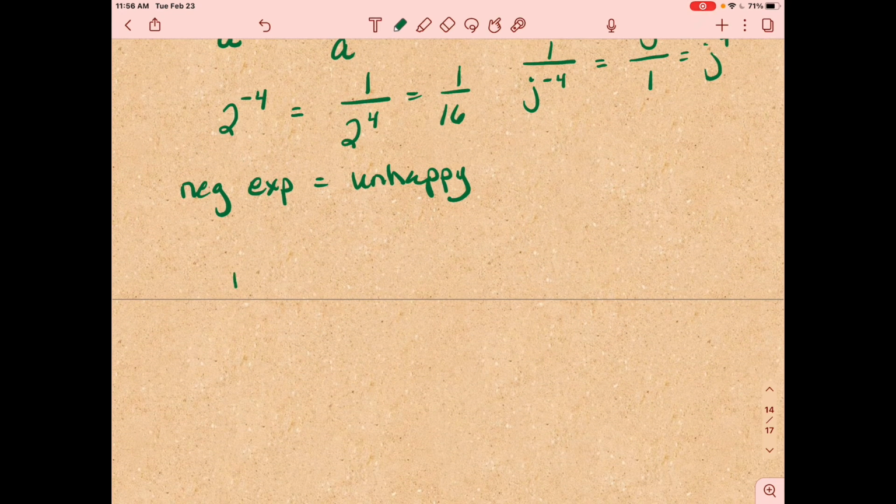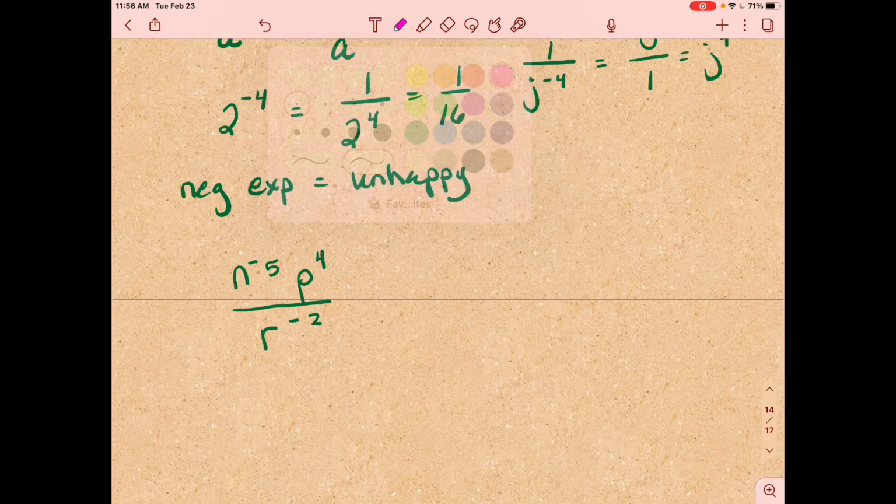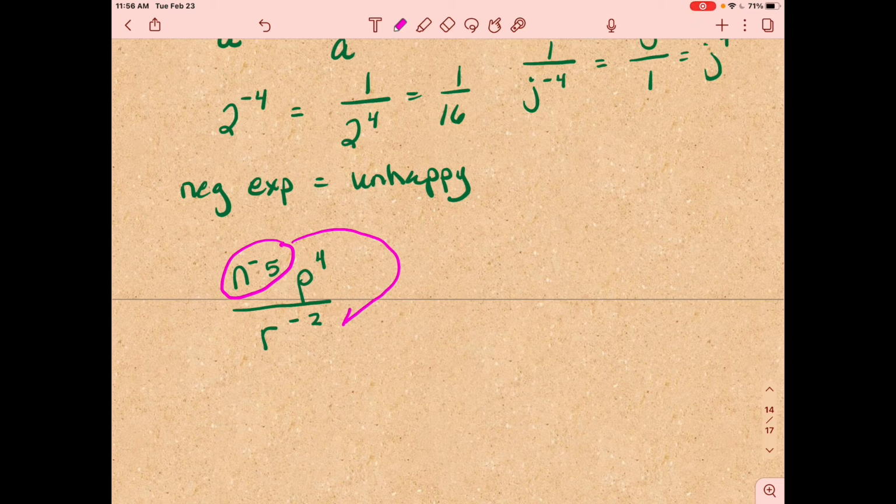I have n to the negative 5, p to the 4th over r to the negative 2. All right, so looking at this, n to the negative 5 is unhappy. It wants to go live in the bottom. It doesn't want to live upstairs. It wants to join the roommates in the basement. And when it goes down there, it's going to be happy. And so we're going to move it there.